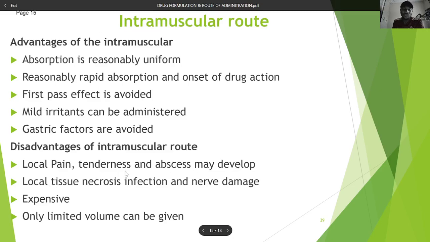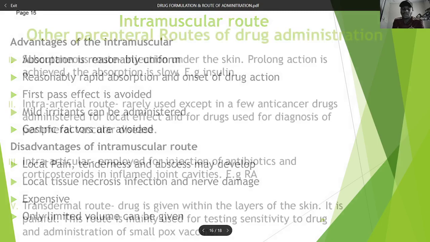Now, disadvantages of intramuscular routes: it is characterized by local pain, tenderness, and an abscess may develop if you introduce infection. Local tissue necrosis and nerve damage are possible because those muscles are innervated by nerves, so there's a possibility of severing a nerve. It's expensive. Only limited volumes can be given.